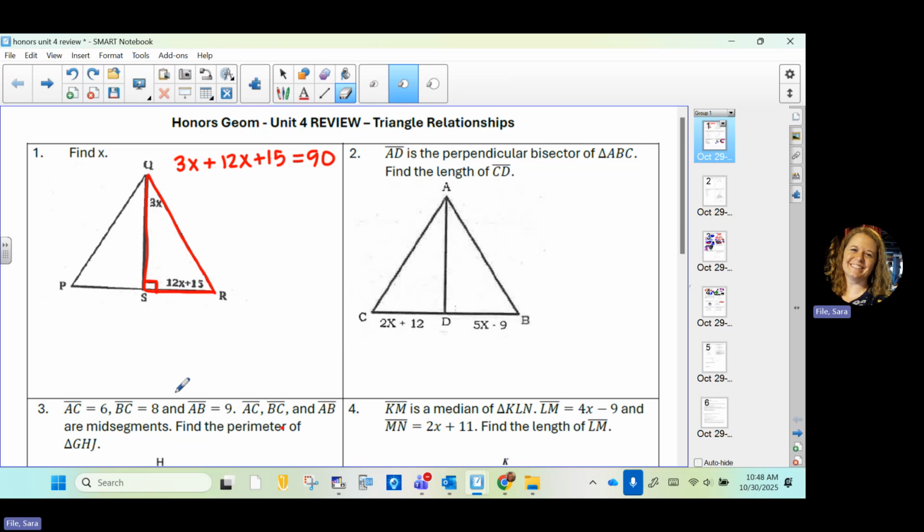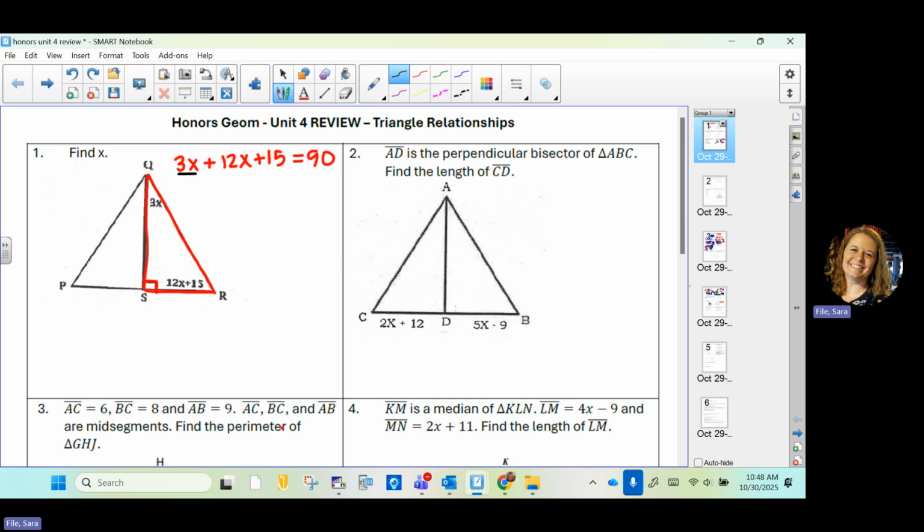If you did not remember that the acute angles of a right triangle are complementary, you could have set this up with all three of these added together. So the 3x plus 12x plus 15 plus 90 would equal what? 180. That's fine. That gets you the same thing. It just has maybe an extra step. Okay, so either way, whether you did all three added together equal to 180, or you did the two acute angles added together to equal 90, you're going to have to solve for x.